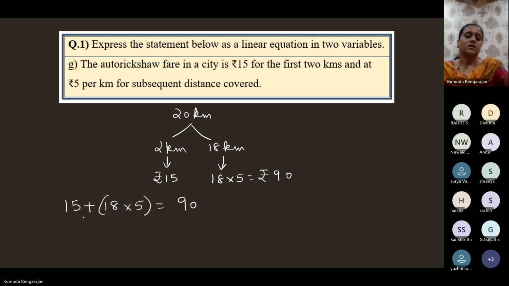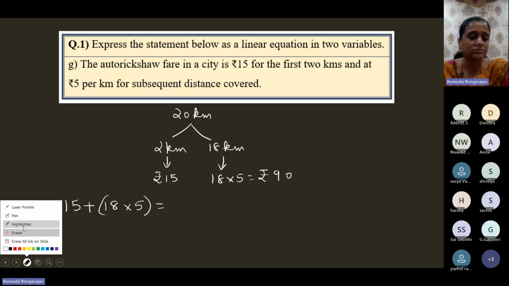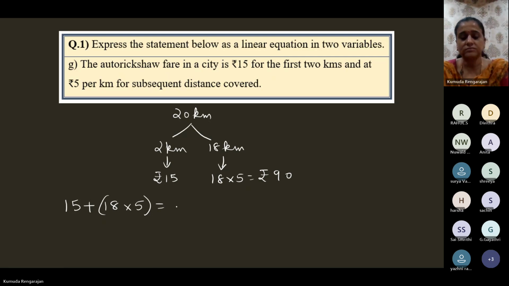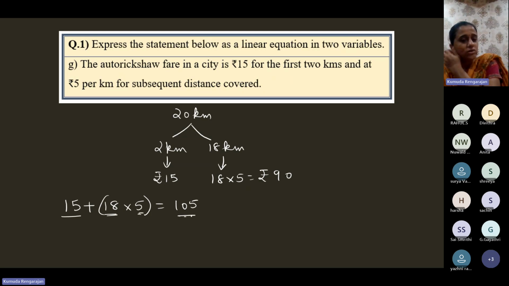So this is how we'll construct the equation. 15 plus 18 into 5 is equal to 105. This is how you'll calculate the auto fare. So what is 15 here? It's the charge for the first 2 kilometers. And what is 18? It's the remaining distance. And what's 5? The rate per kilometer. And this is the total fare.